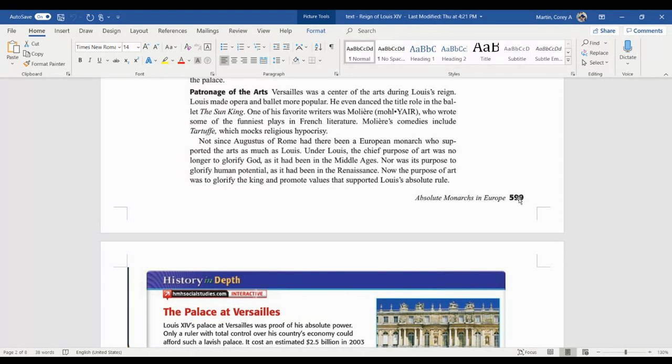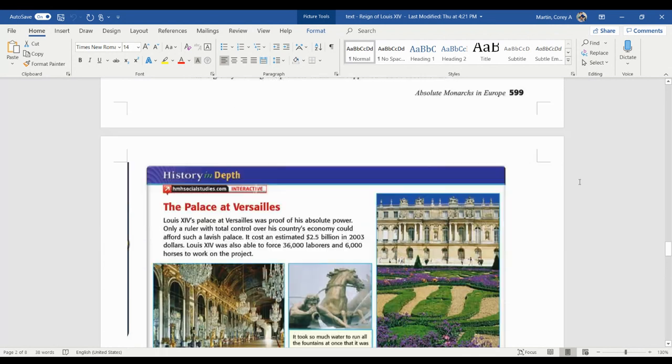Not since Augustus of Rome had there been a European monarch who supported the arts as much as Louis. Under Louis, the chief purpose of art was no longer to glorify God, as it had been in the Middle Ages, nor was its purpose to glorify human potential, as it had been in the Renaissance. Now the purpose of art was to glorify the king and promote the values supported by Louis's absolute rule.